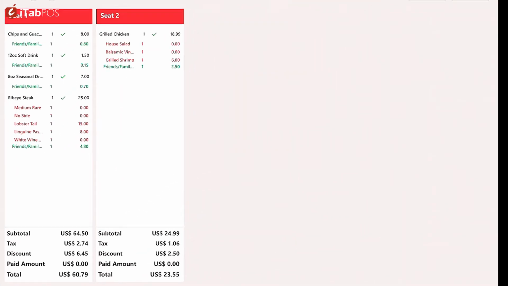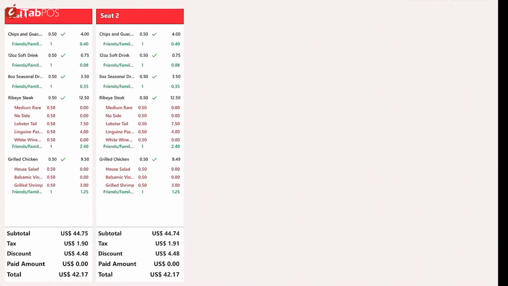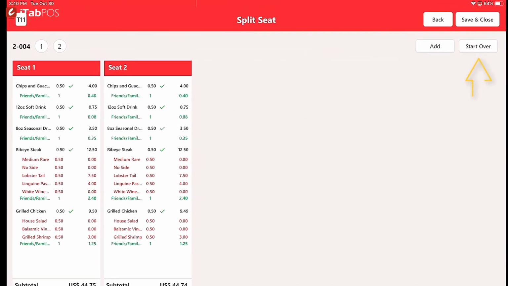Just as an example, split evenly puts all items on both checks, but divides the total number of seats to get an even two-way split. This includes the drinks and appetizers as well. You can always hit the start over button to go back to where you were.